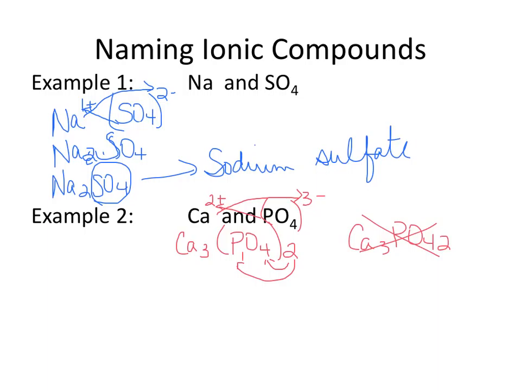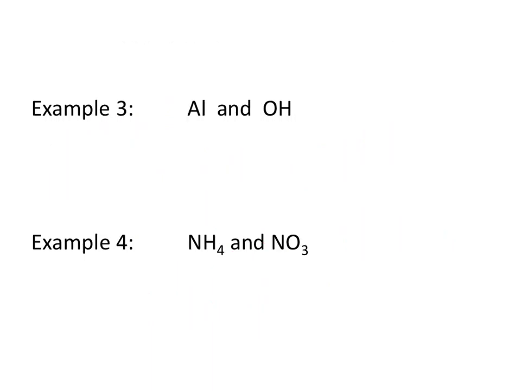Alright, the name of this. You've got Ca, which is calcium, and you've got PO4, which we said on the previous slide, and which will be on your chart when we make it. It is phosphate, and that's the name of it. Alright, 2 more examples, and then we're going to go ahead and stop with this video, and we'll work on some more of these next time.